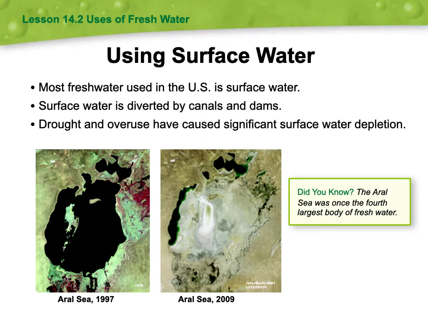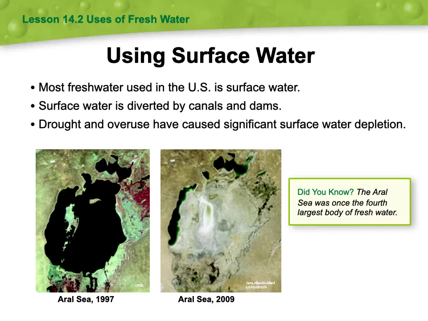As far as using surface water, most fresh water used in the U.S. is surface water. That surface water can be diverted by a variety of structures, mostly by canals and dams. You saw or heard about diversions, especially up near the Continental Divide, that divert snow melt from the western part of the state to the eastern part of the state here in Colorado.